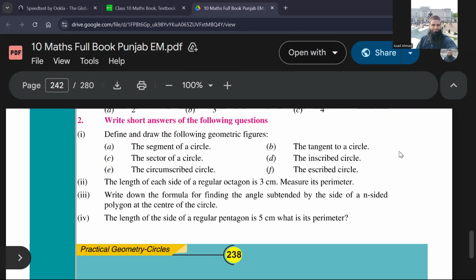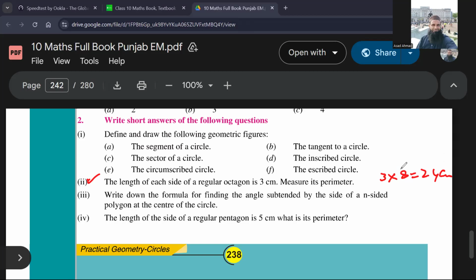Question number 2 states about geometrical figures: segment of a circle, tangent to a circle, sector, inscribed circle, circumscribed circle. They all are part of the chapter number 13 topics, practical geometry topics. Their definitions are all already available in the notes. Let's start with question number 2. Length of one side of a regular octagon, meaning an 8-sided diagram, is 3. So 3 into 8 will give its perimeter. So this will be 24 centimeters.